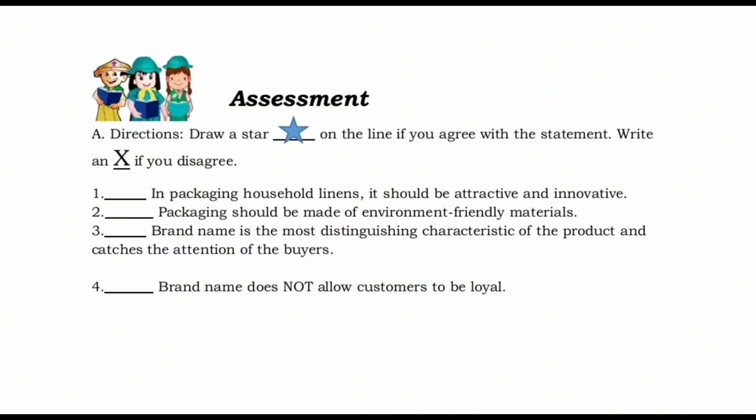So now, let's proceed to the assessment. In making an assessment, it should always be connected to our learning objectives. So it makes it accurate for overall learning and it's connected to our objectives. Direction: Draw a star on the line if you agree with the statement. Write an X if you disagree. Let's try to answer number 1. In packaging household linens, it should be attractive and innovative. Now it's your turn to answer it.